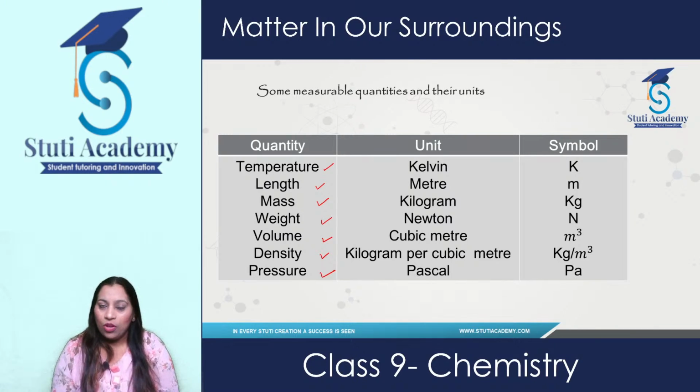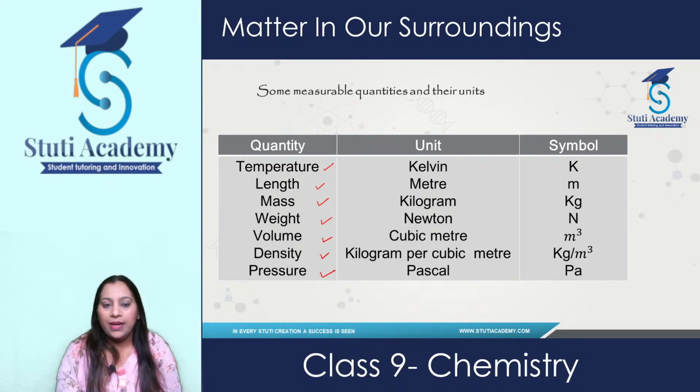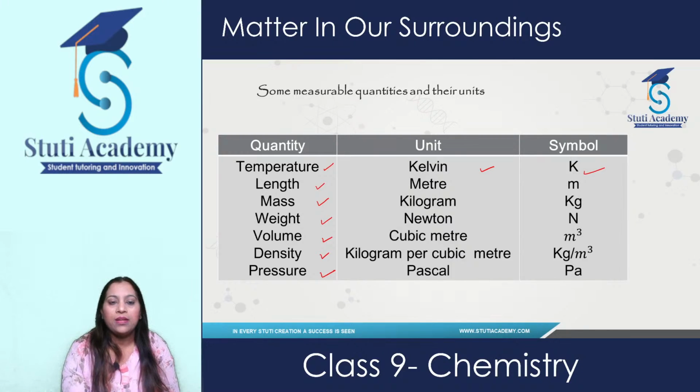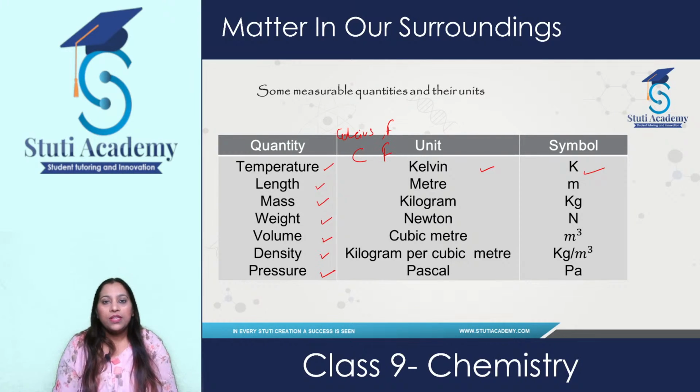Temperature tells the hotness or coldness of a substance. Its unit is Kelvin and the symbol is K. Although temperature is also measured in Celsius and Fahrenheit. These two are also units of temperature, but Kelvin is the SI unit.